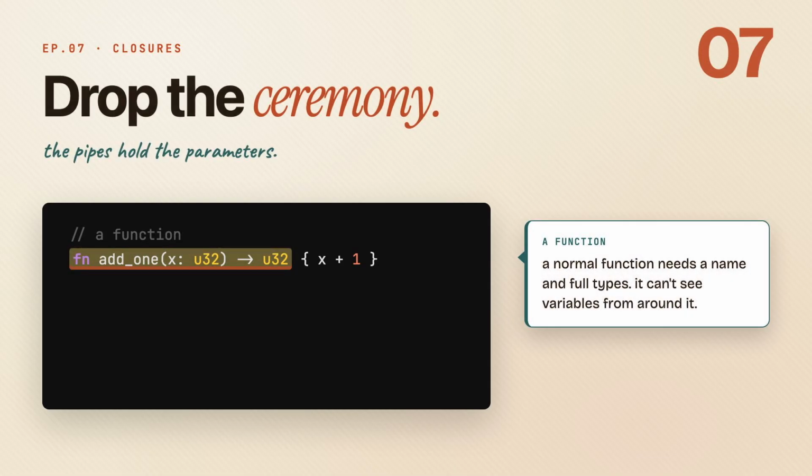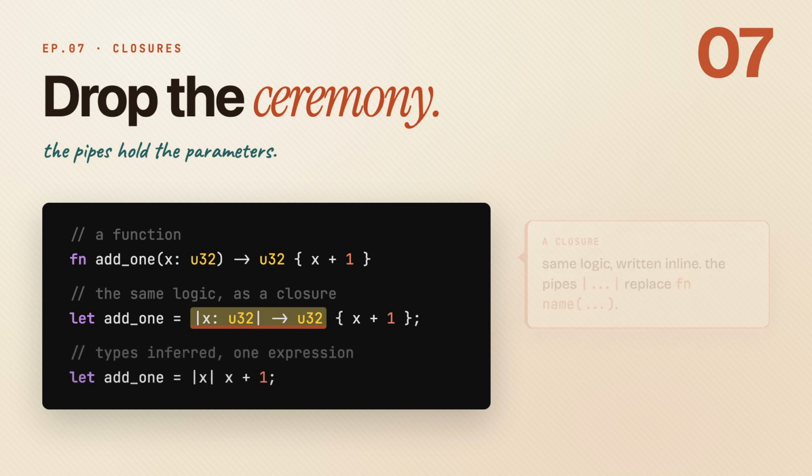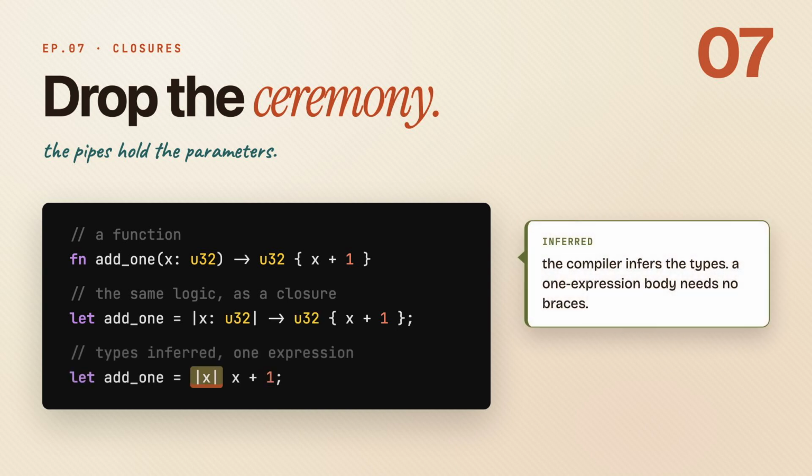You already know about functions. They need a name, parameter types, and a return type. It's like a whole thing. A closure is the same logic, but it's written inline, and the pipes hold the parameter instead of a function name. And usually you drop even more. The compiler infers the types, and a one-expression body needs no braces. That is the shape we write when writing closures.